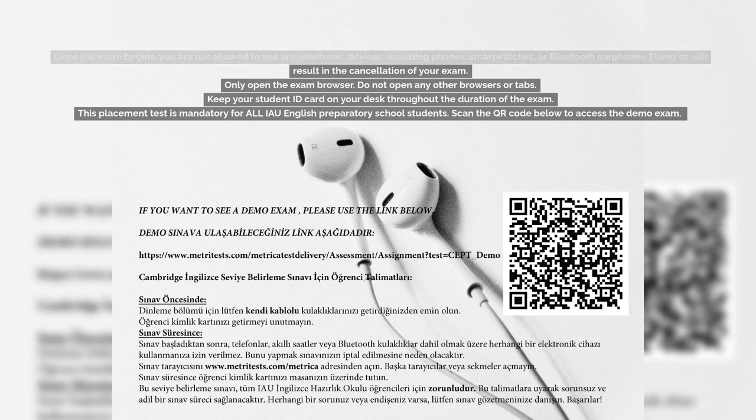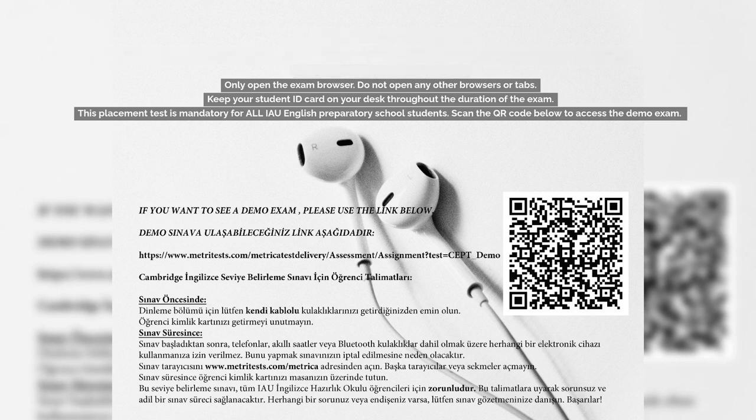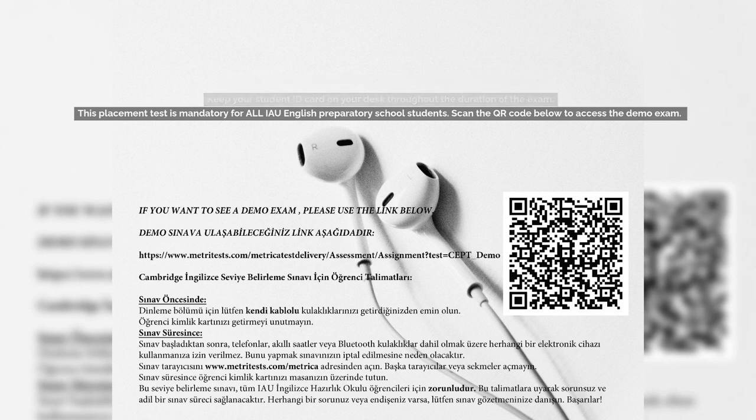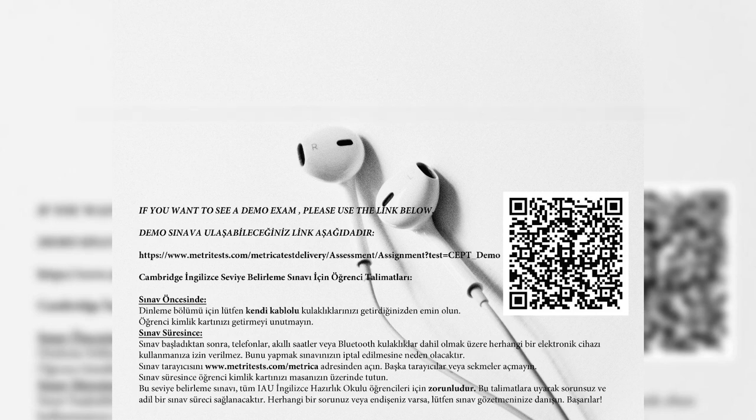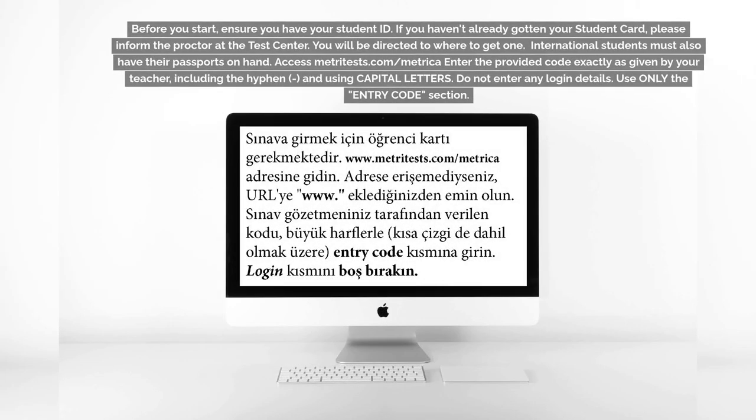This placement test is mandatory for all IAU English Preparatory School students. Scan the QR code below to access the demo exam. Before you start, ensure you have your student ID. If you haven't already gotten your student card, please inform the proctor at the test center. You will be directed to where to get one. International students must also have their passports on hand.